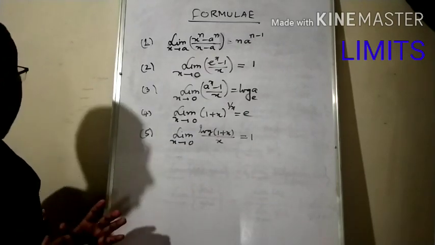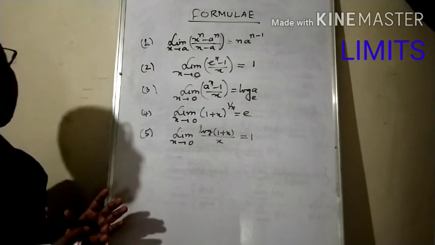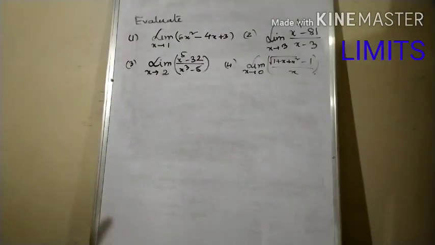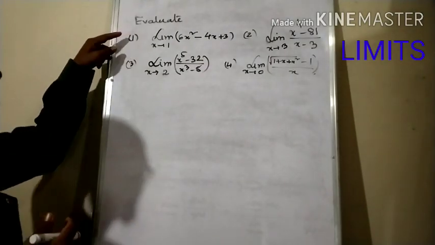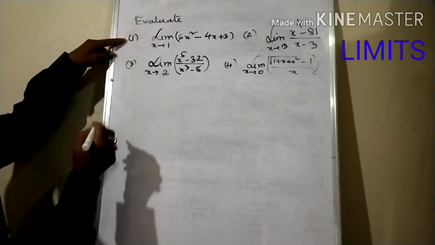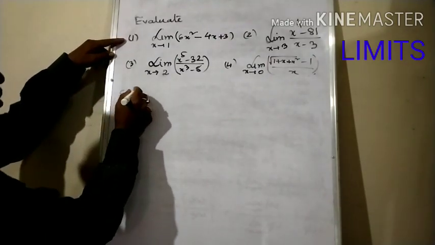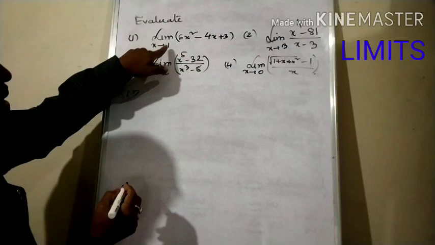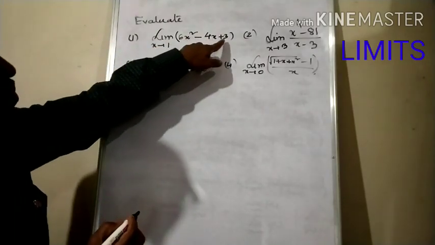So now we are going to discuss some problems on limits. Problem number 1: how to solve it? Limit x tends to 1, 6x square minus 4x plus 3.